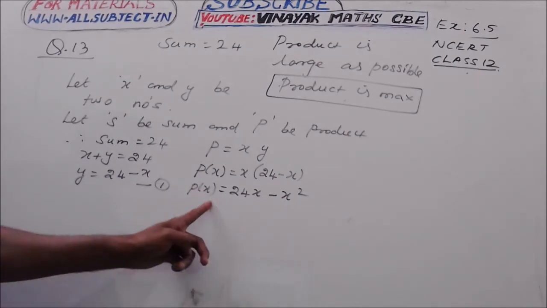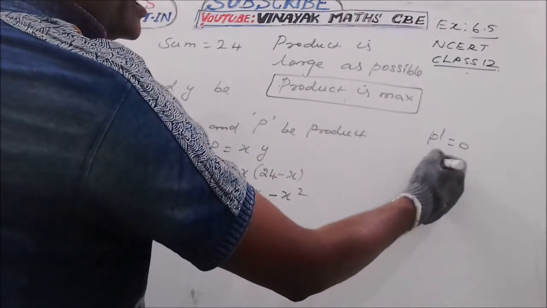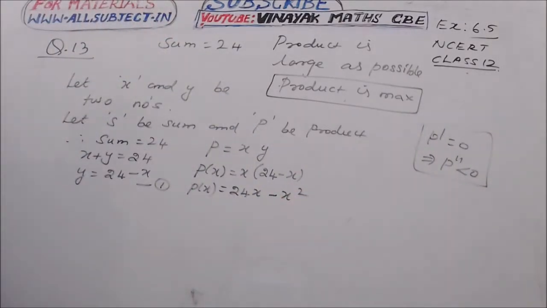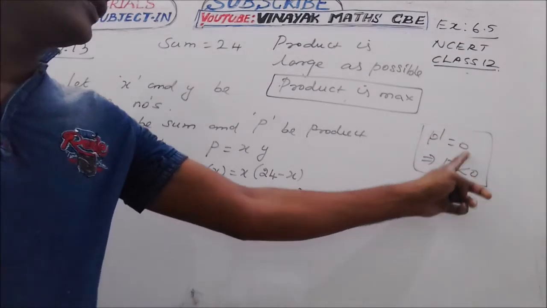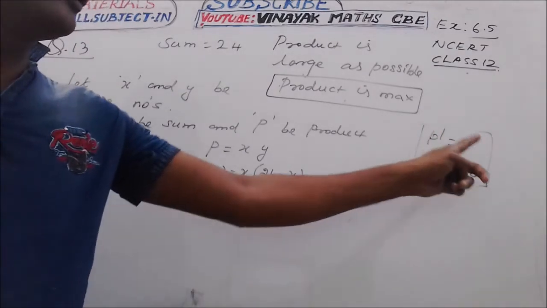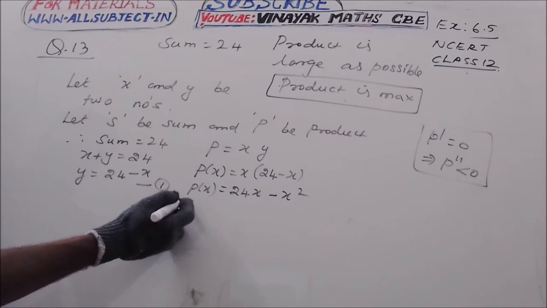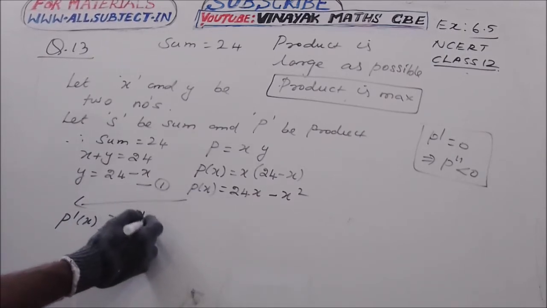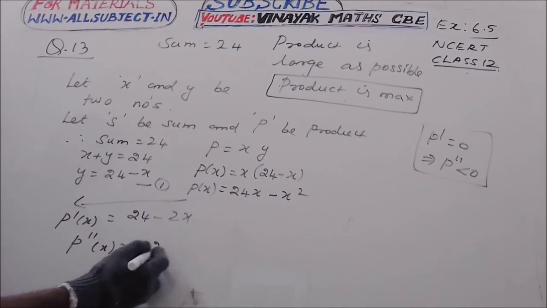Now, p is maximum when p dash is equal to 0 and p double dash is less than 0. If the product is maximum, then the first derivative equal to 0 yields the second derivative less than 0 at that particular point. So we need to find p dash and p double dash. P dash of x is equal to 24 minus 2x and p double dash of x is equal to minus 2.